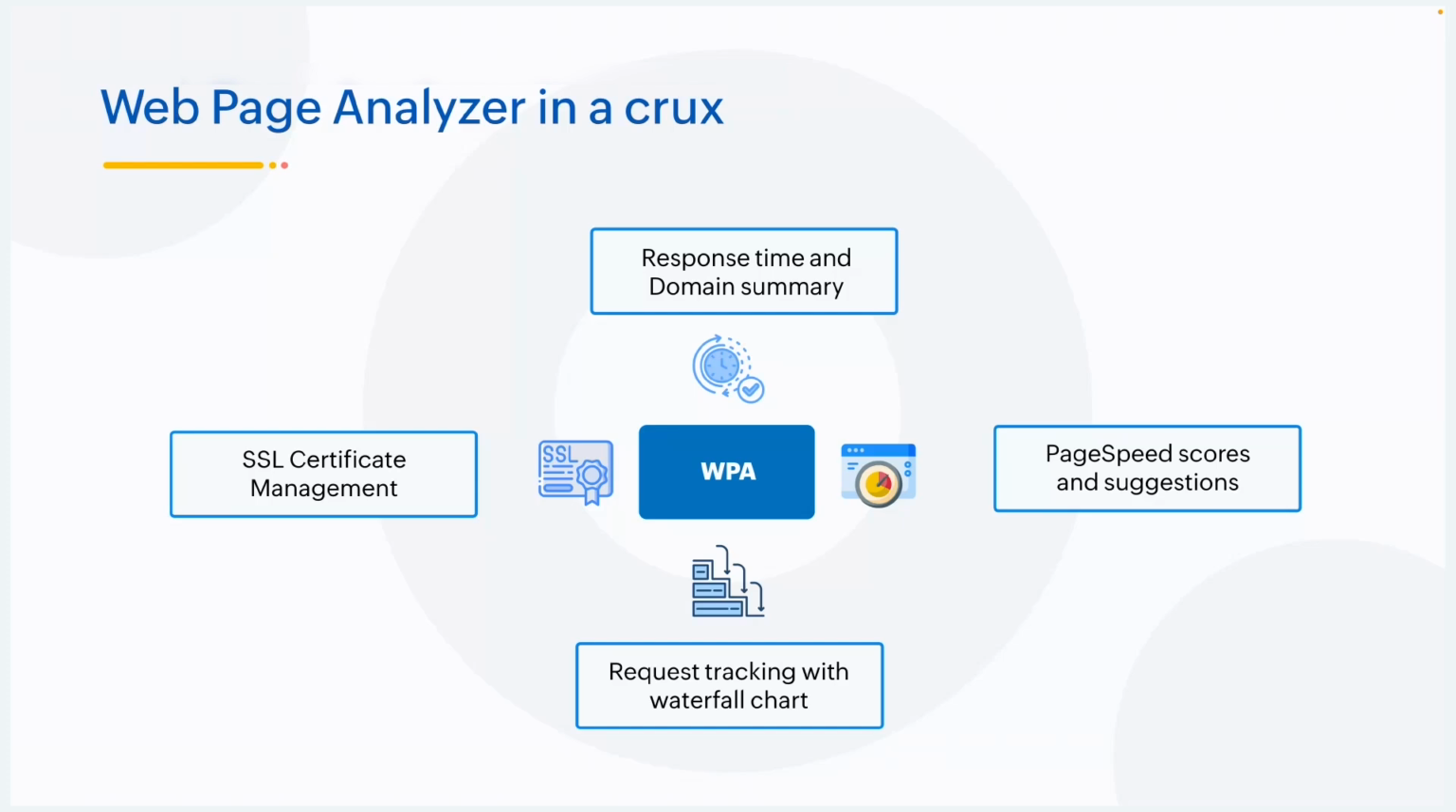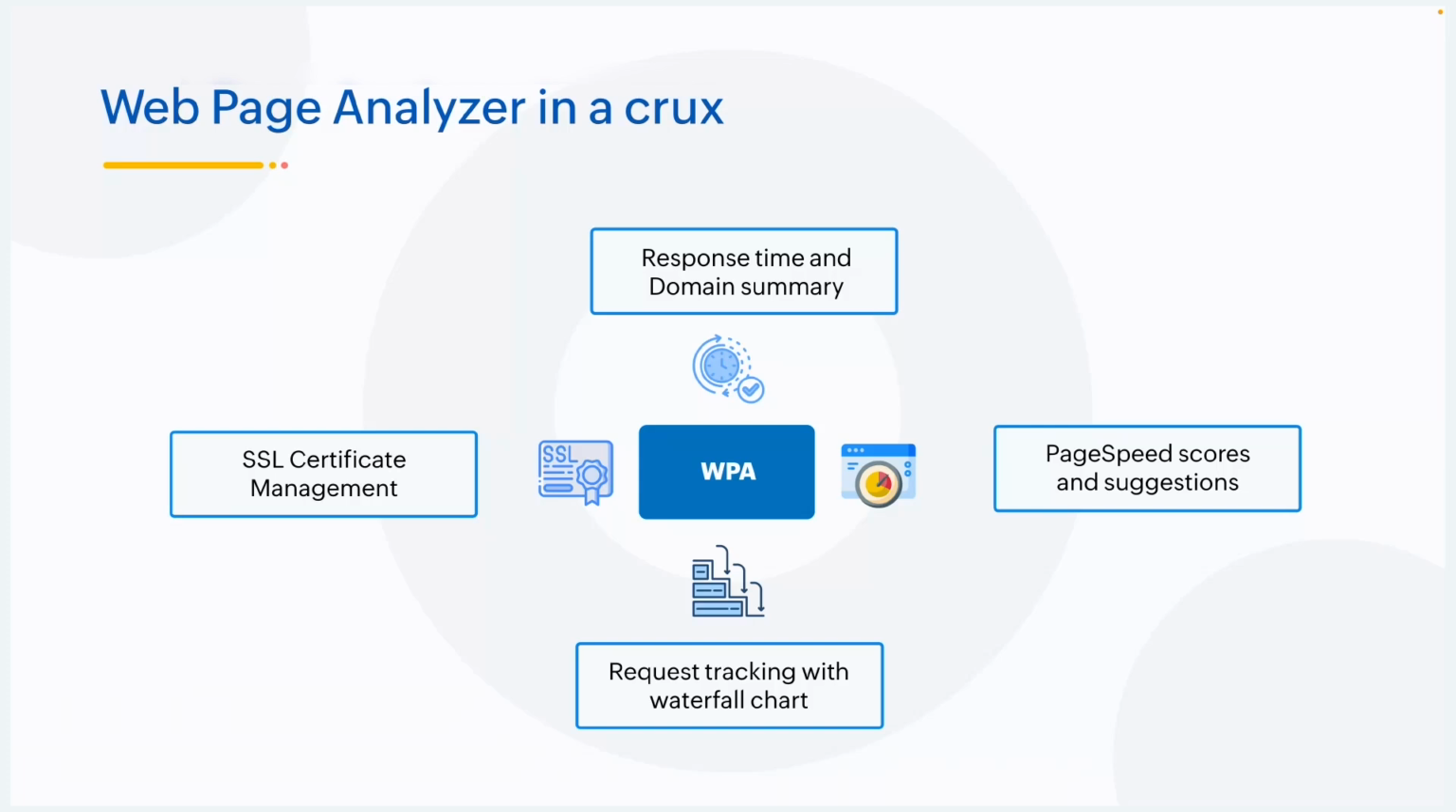So with the help of Web Page Analyzer, you'll be able to track response time and domain summary. You'll be able to gain page speed scores and suggestions. You'll be able to perform request tracking with the waterfall chart, which displays and tracks the various components that render while loading the web page. This waterfall chart will give you a visual representation of the critical metrics related to each transaction, which help you identify components that are loading slowly. This way, you can prevent website downtime and slowness and help the website to perform optimally. You will also be able to manage the SSL certificates of your web page as well.